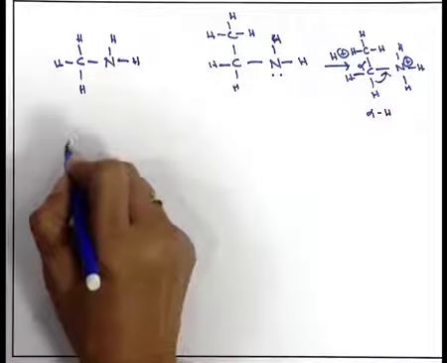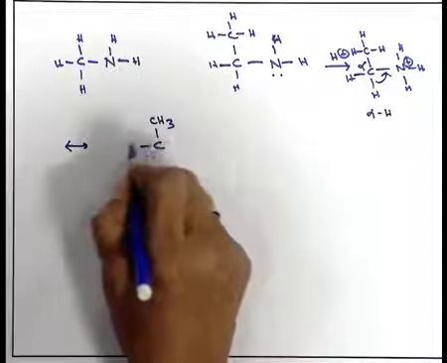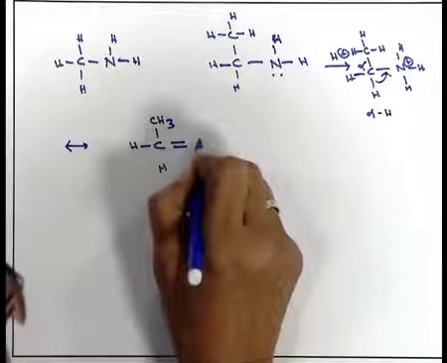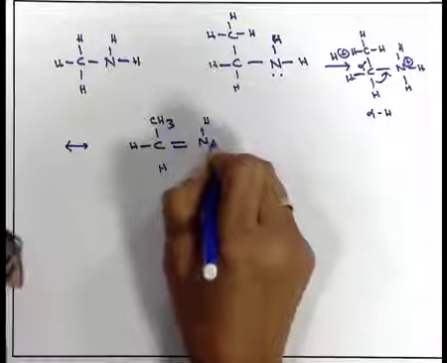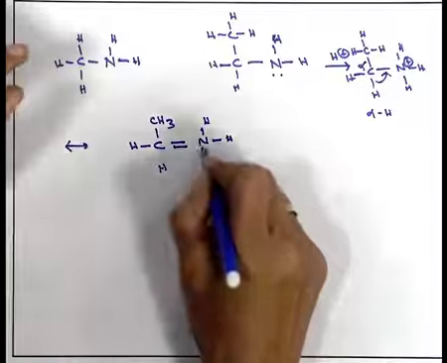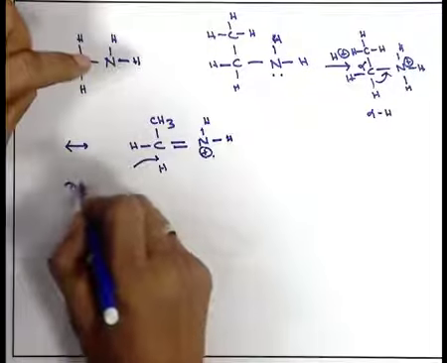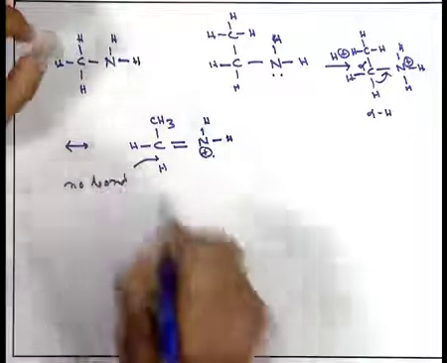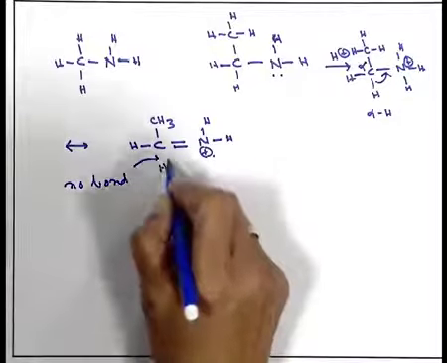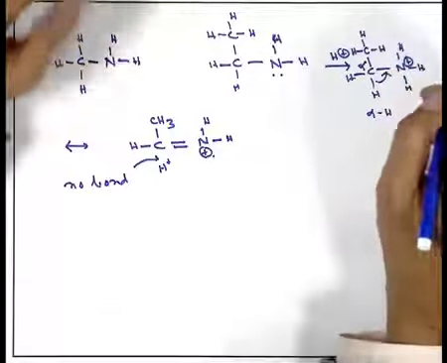So, what can we write? We can write another interesting structure where this hydrogen is there, and at the same time the proton loss will take place. There is no bond between carbon and hydrogen atom. So, what will happen? This type of situation is very interesting when there is an alpha hydrogen atom.